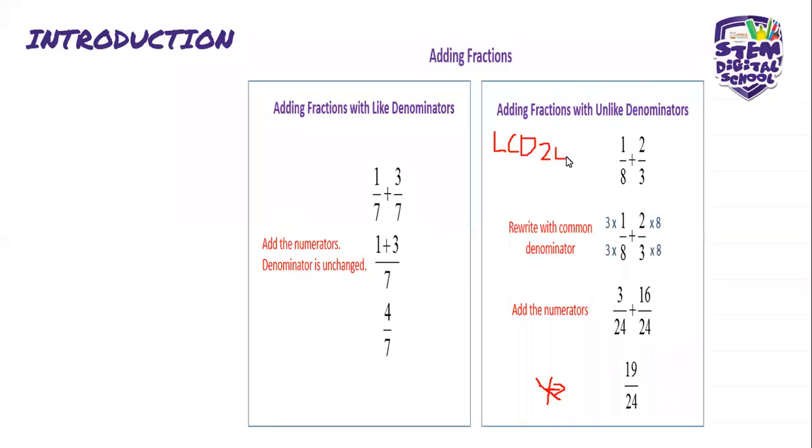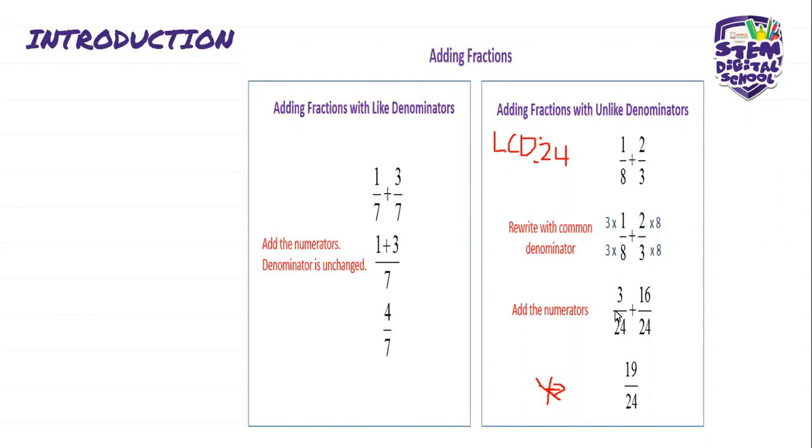An LCD is the lowest number where both denominators are the same in terms of their multiples. So when I count in 8 and I count in 3, the first number that I meet which is common to both of them is 24. Hence, both of them were changed to 24, and whatever you do to the bottom, you must do to the top. So whatever I multiplied by to give me 24, I must also use to multiply on top. So it's times 8 and times 3.